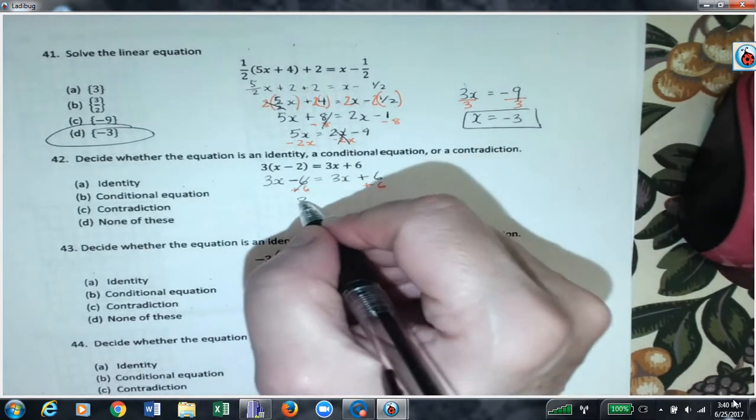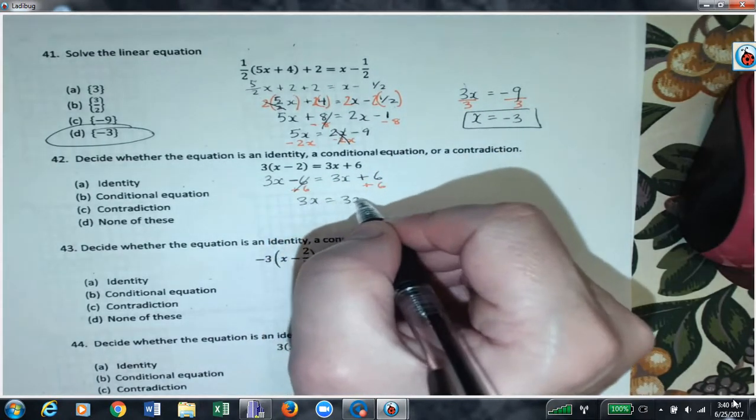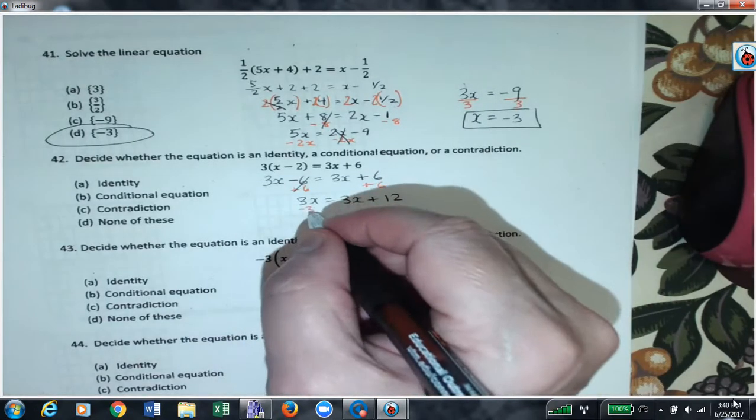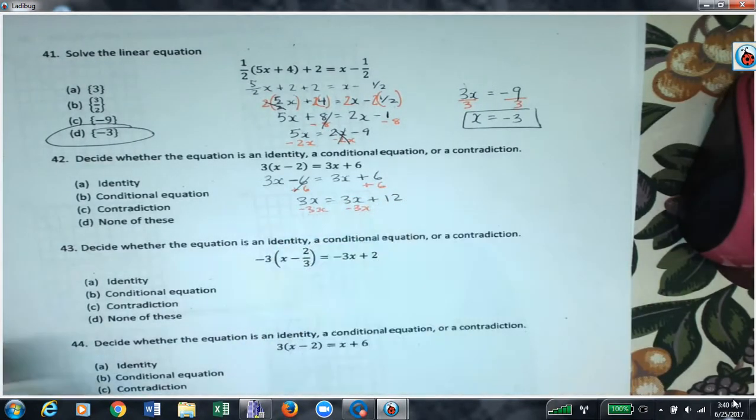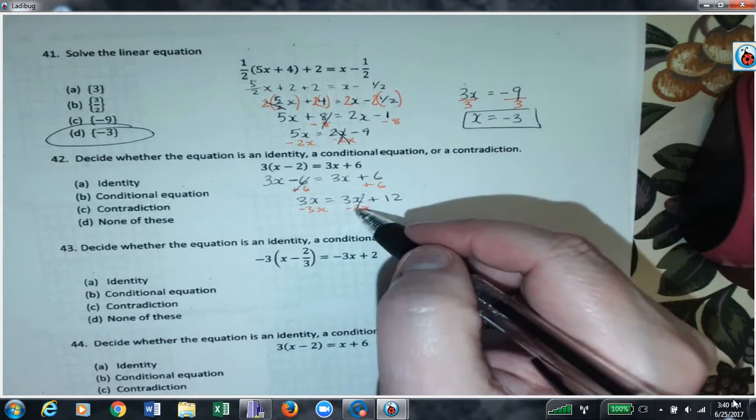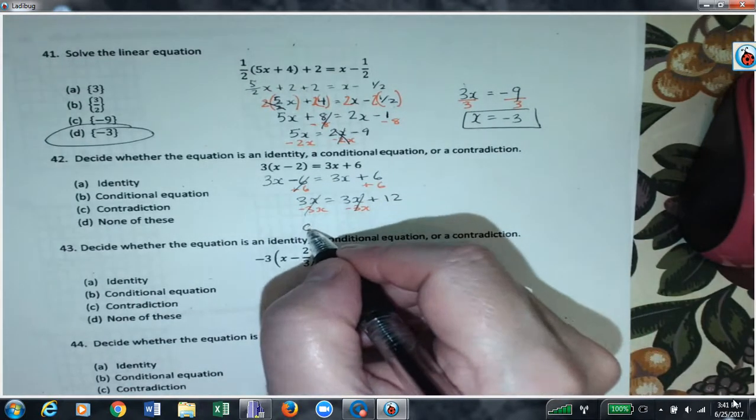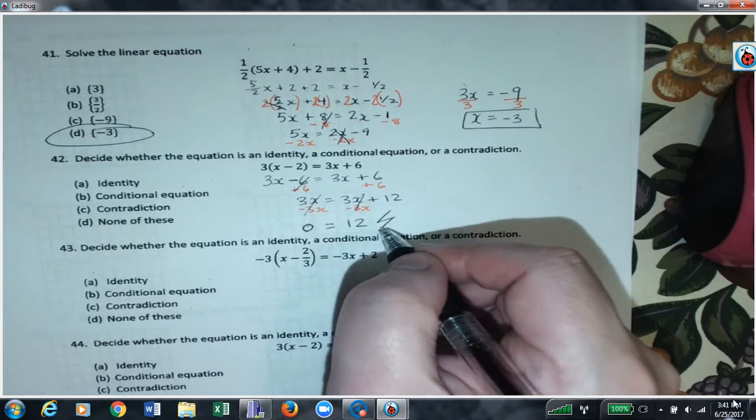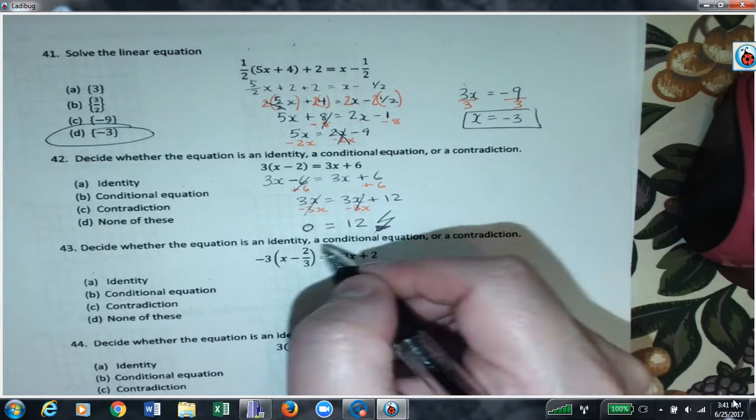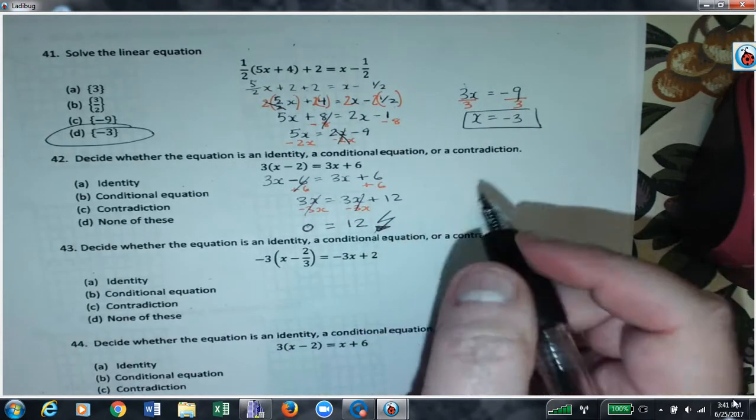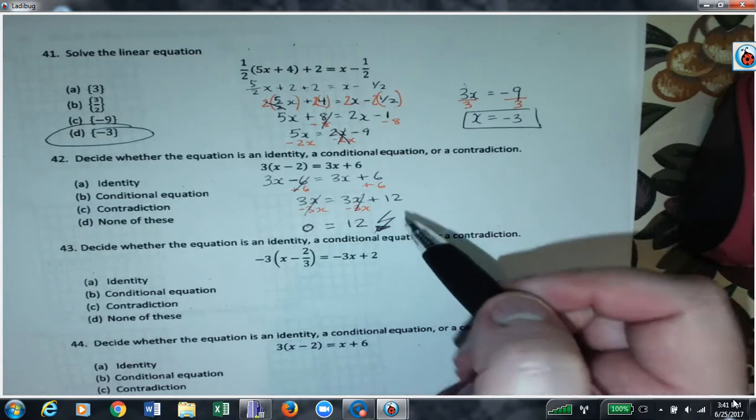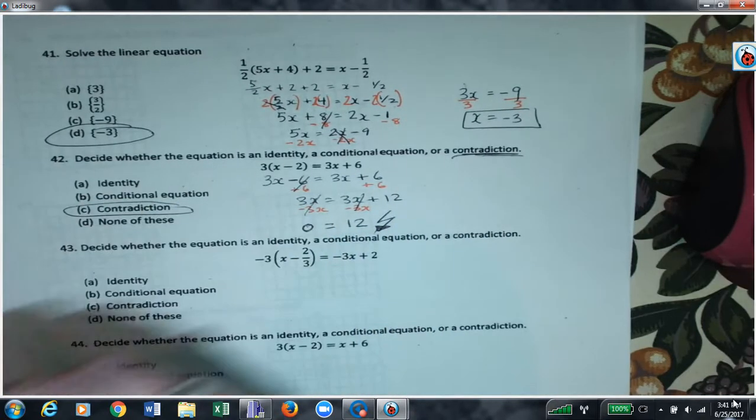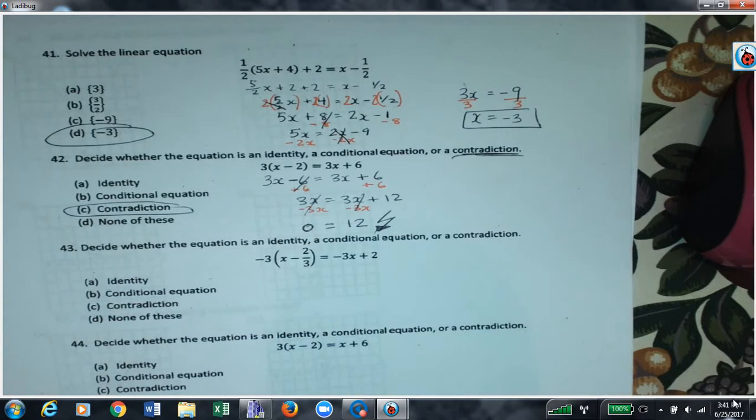So these will go away. And then I can subtract 3x from both sides. So these cancel, and those cancel, and I'm left with 0, and over here I'm left with 12. That is not true. 0 is not equal to 12. So if you get down to a false statement, you have a contradiction. So the answer to number 42 is C.